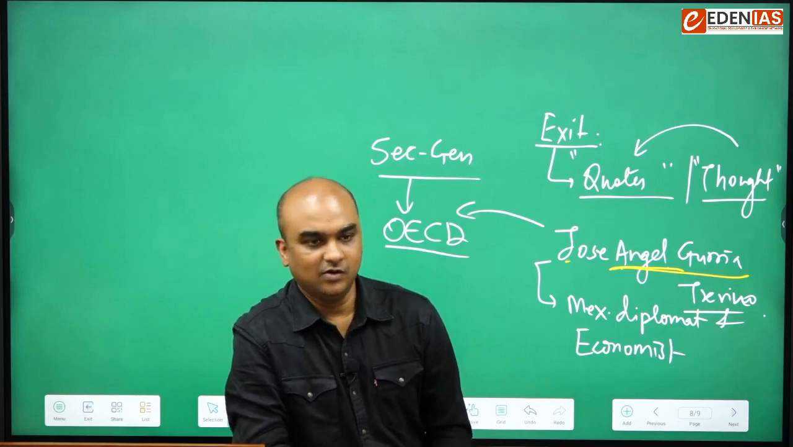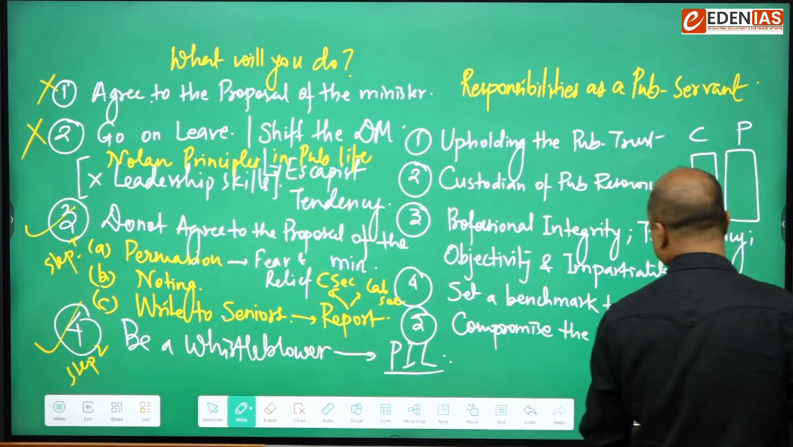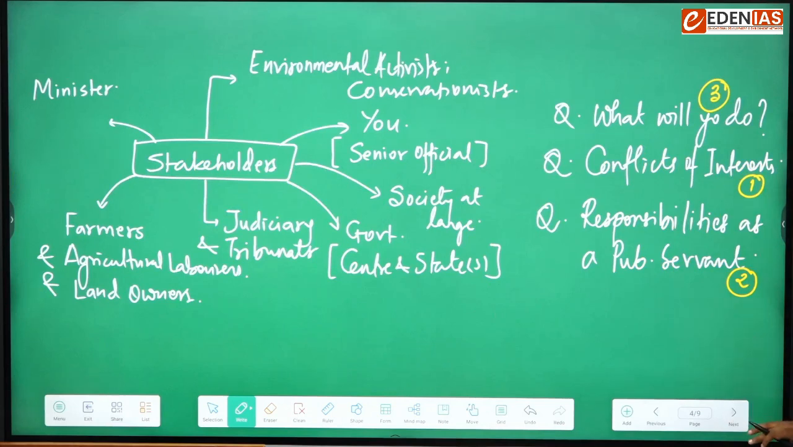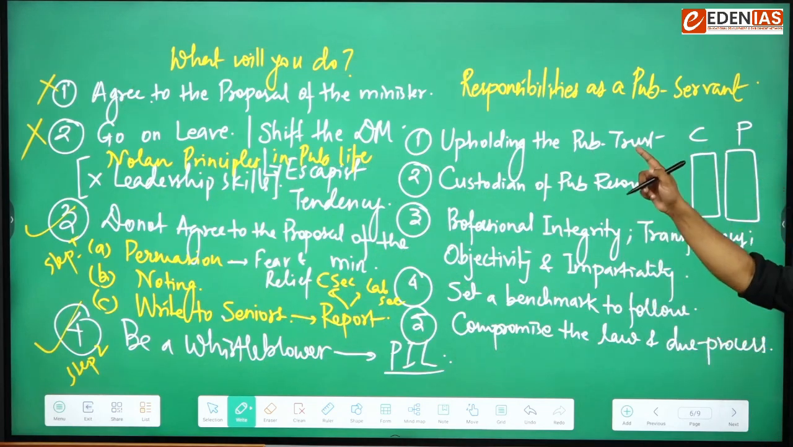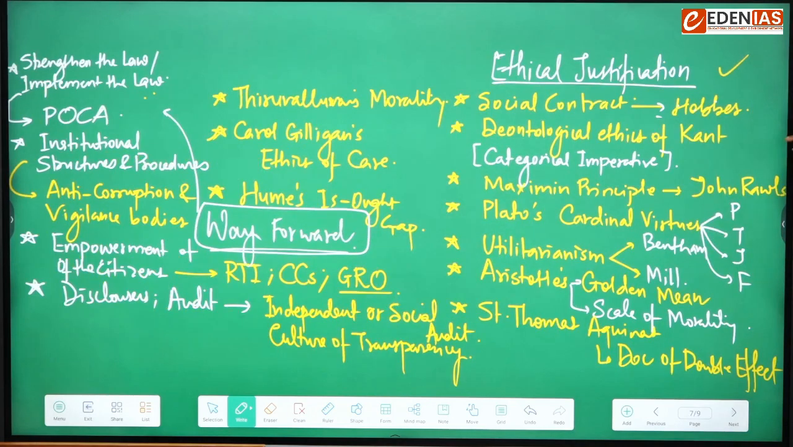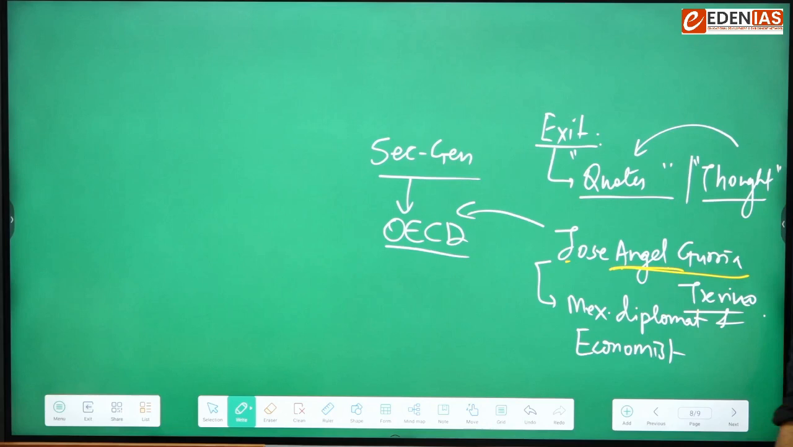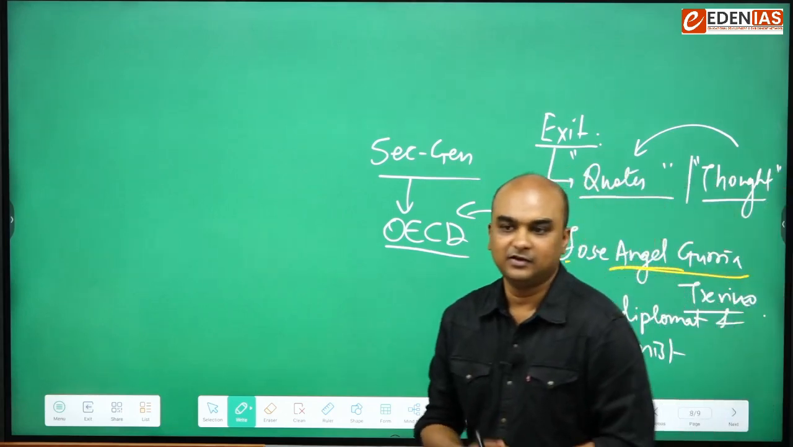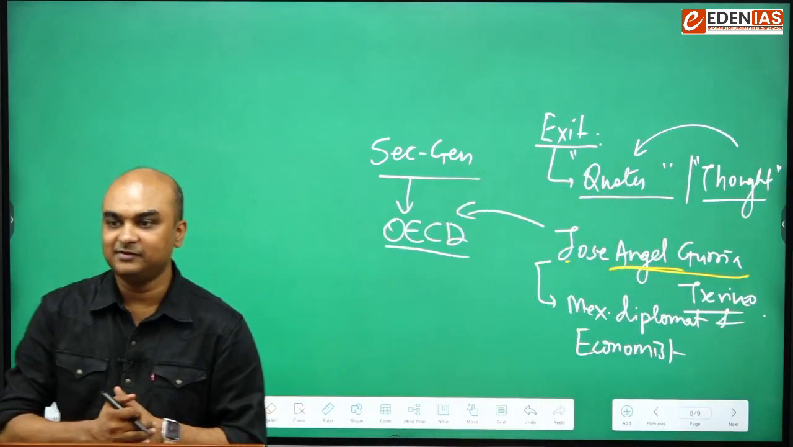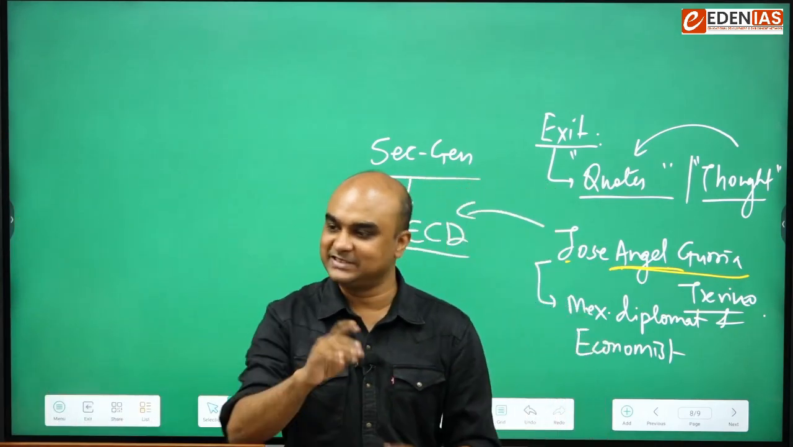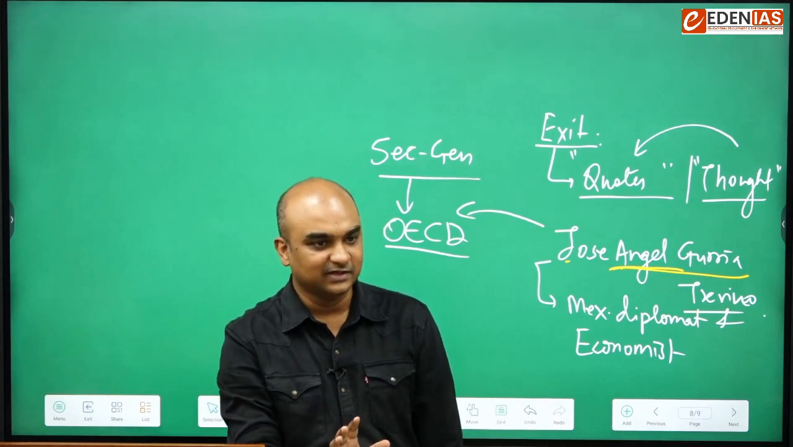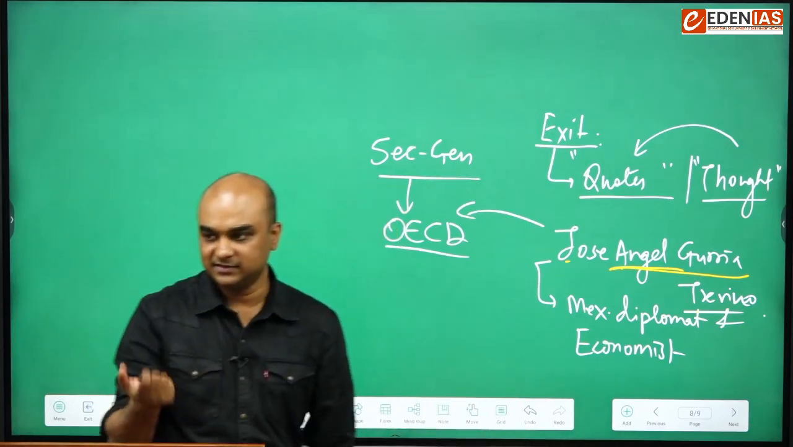You understand that? Once you do all of this, just see, so you identified the stakeholders, you identified the conflict of interest, you also highlighted the responsibilities, evaluated the options, gave the ethical justification, suggested the way forward, and then made the exit. Do you get it? And if you do it like this, and your case study does not get marks, then nobody will get marks. You understand that? You will get good marks in the case studies.